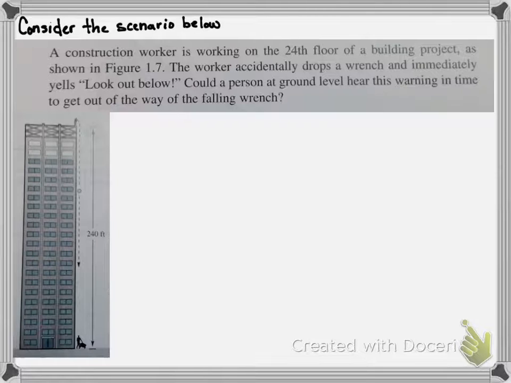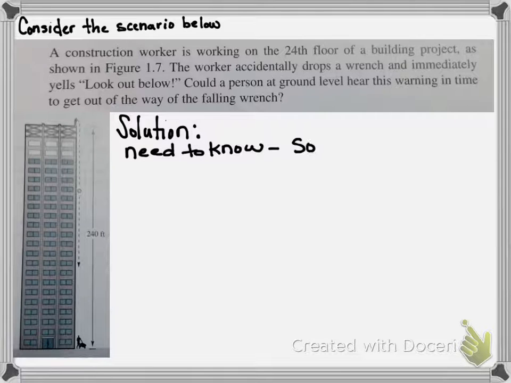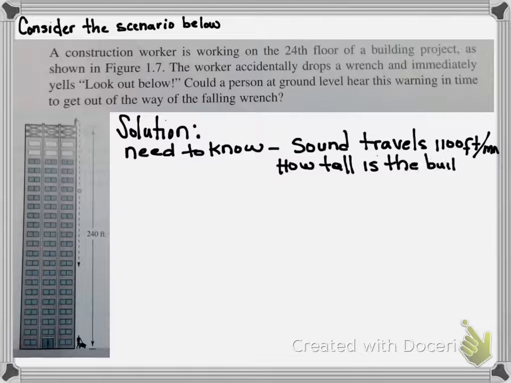Let us consider the situation. It is a scenario. You have to put yourself in it, ladies and gentlemen. There are a couple of things we would need for this particular scenario. The person yelling. How long would it take the person on the ground to hear that yell? So we would need to know the speed of sound. Sound travels 1100 feet per minute, and we need to know how tall is the building.